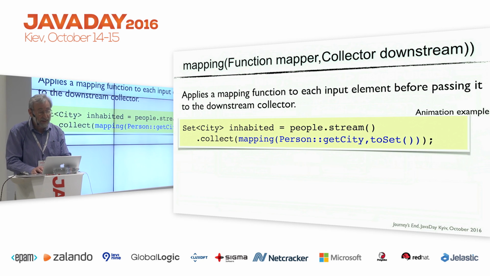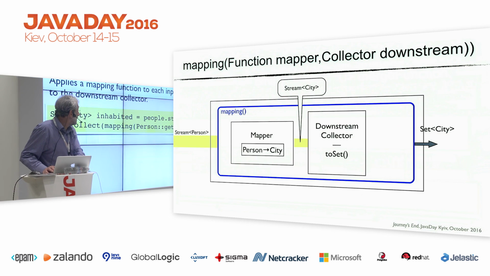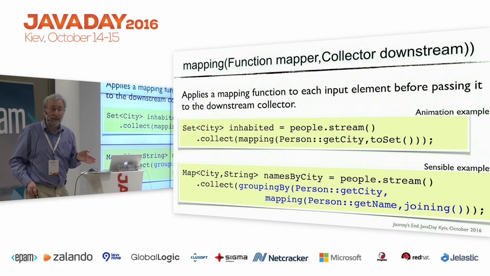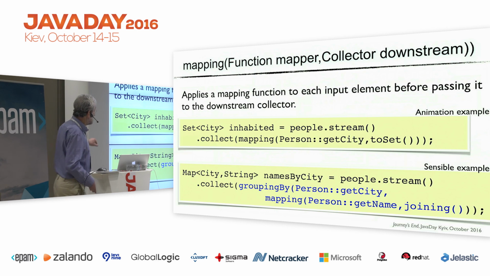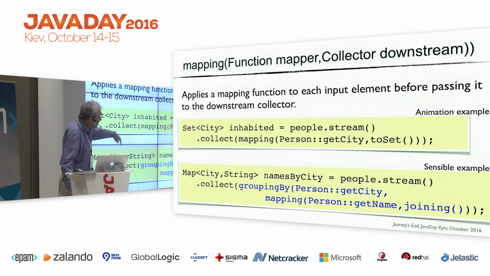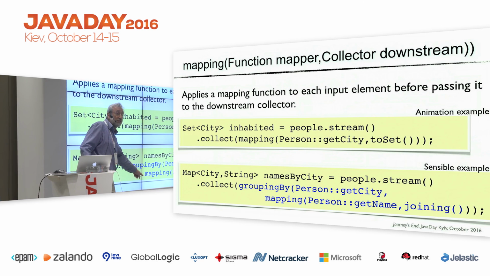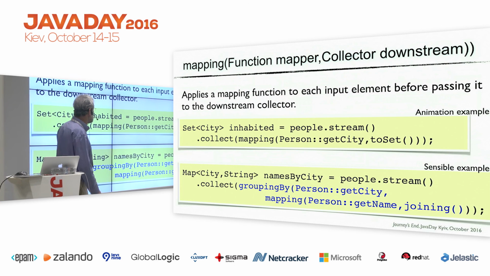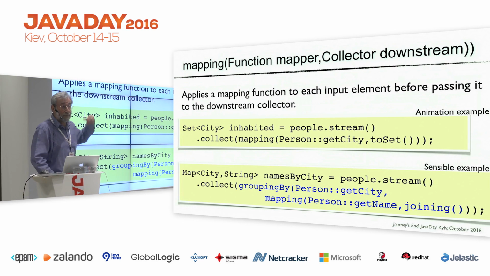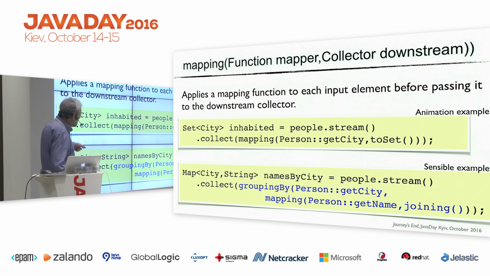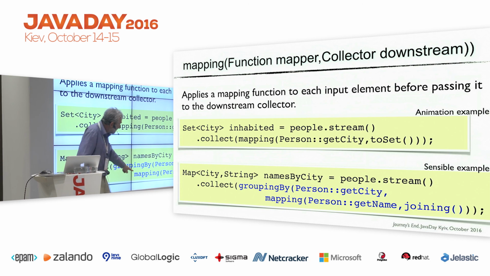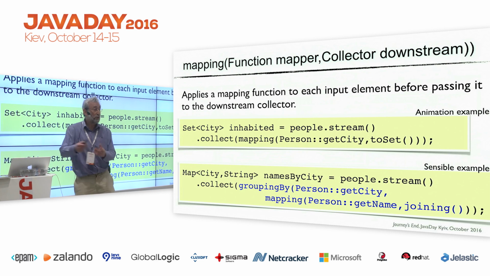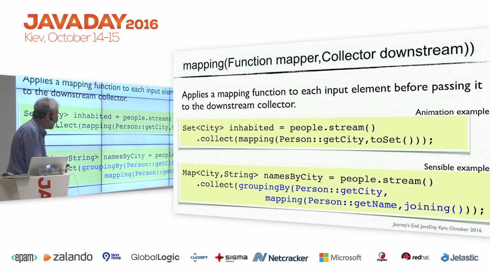Well, there's actually a very good reason for doing this, because the way we actually use the mapping collector and downstream collectors in general is in a situation where we couldn't have done the map on the intermediate operation first. So here, for example, supposing what we want is to classify not people by city but names by city, then we're going to have to do the classification first, and then we can map each person to their name and collect them. In this case, I'm joining them together, but it doesn't really matter what it is.